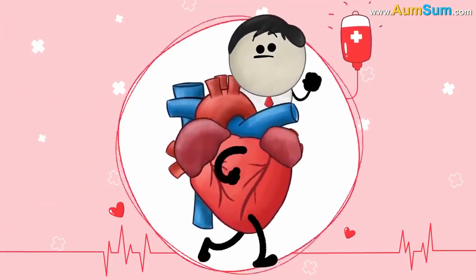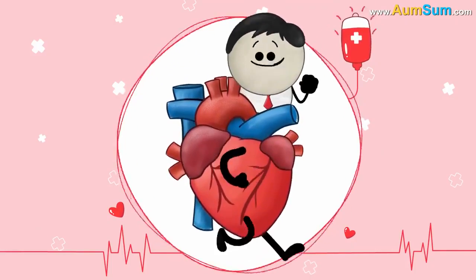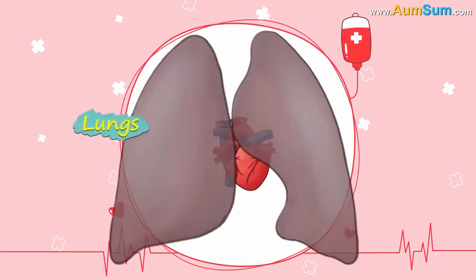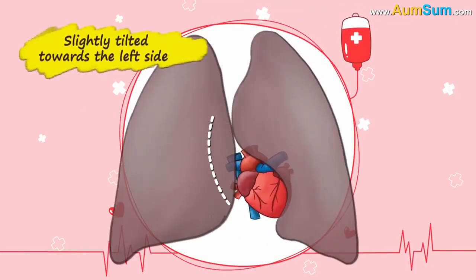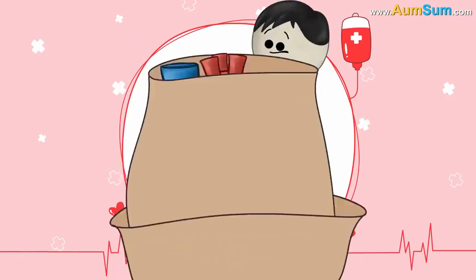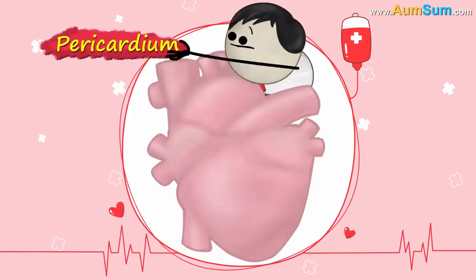Come on now, close your palm and form a fist. Don't worry, I'm not asking you to fight. Our fist is approximately how big our heart is. It is located between our lungs, slightly tilted towards the left side. It is enclosed in a double-layered sac called pericardium.